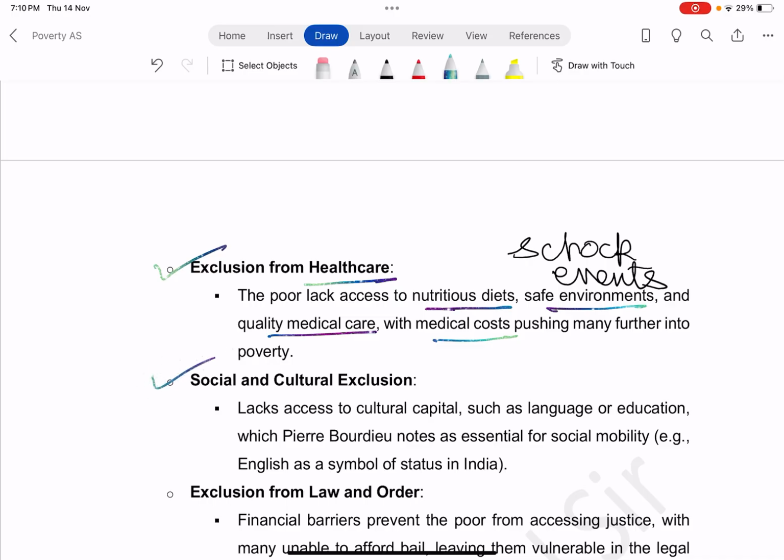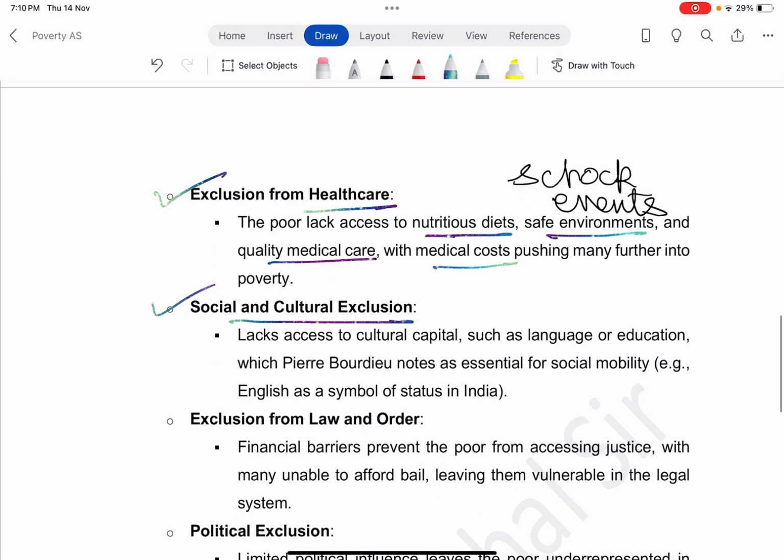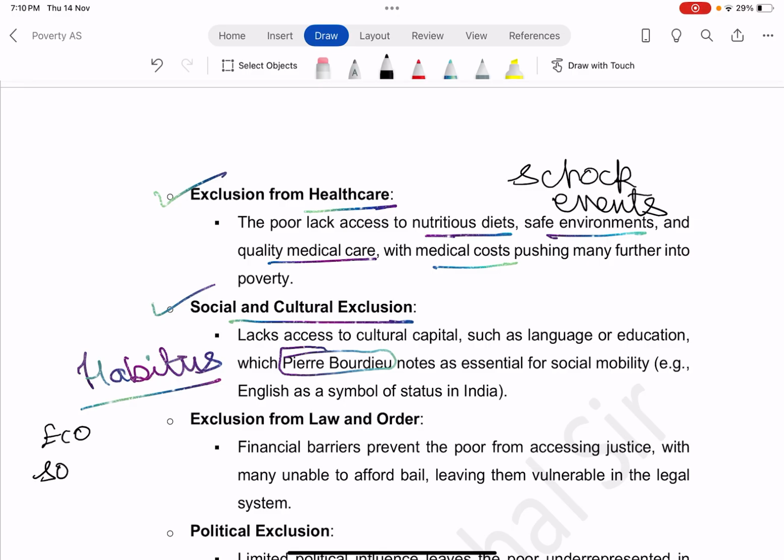Then we're going to mention social and cultural exclusion. So we have Pierre Bourdieu, who had given the concept of habitus. Habitus being the idea which consists of the economic and the social and the cultural capital taken together.